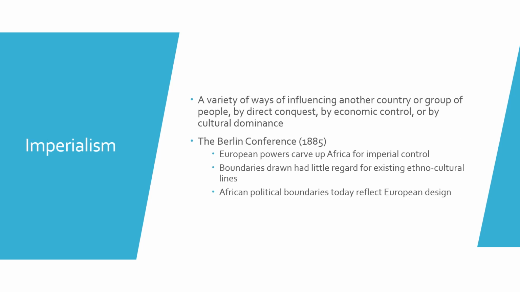We then take about a 300-year break, and post-industrial revolution, when European countries and America now need to find new places to sell their goods and to get resources to make their goods in these new factories, we get a period called imperialism, which is a little bit more comprehensive than colonialism, which is primarily economic. Imperialism is imposing lifestyle directly upon the people. It's a variety of ways of influencing another country or group of people by direct conquest, economic control, or cultural dominance.